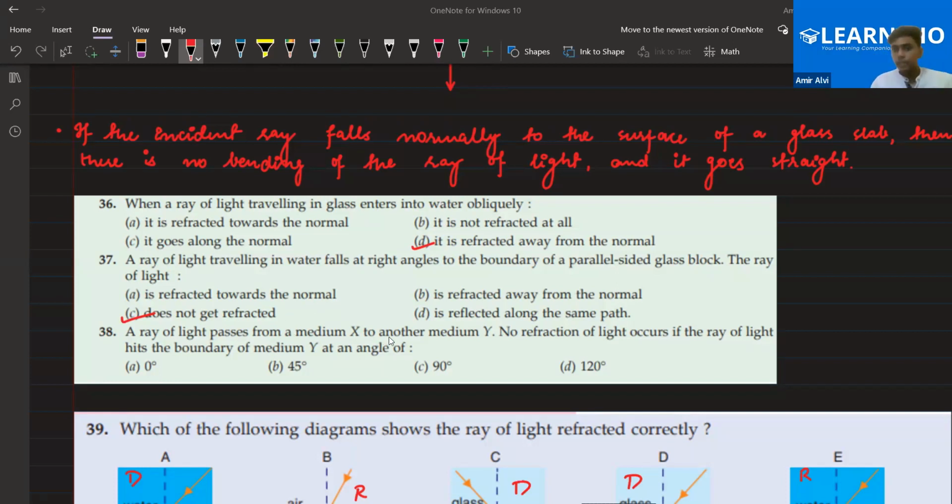A light ray passes from medium X to another medium Y. No refraction occurs, so the light ray hits the boundary. It is not asking for the angle of incidence. It is asking with what angle the light ray will hit the boundary. So that would be 90 degrees.